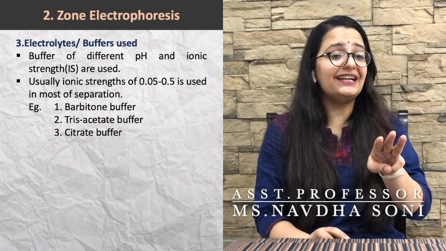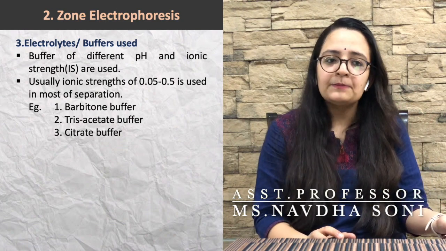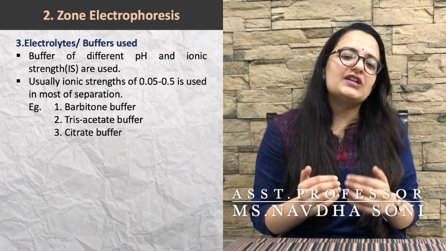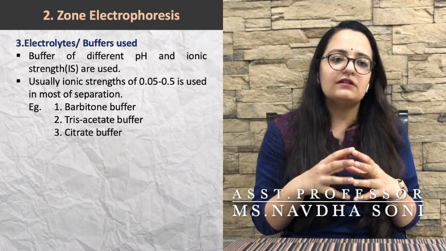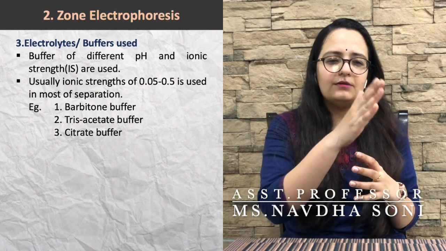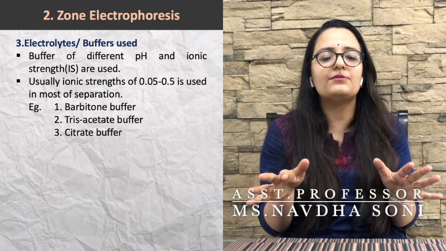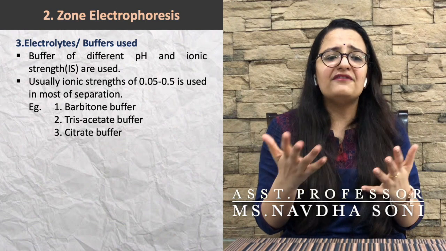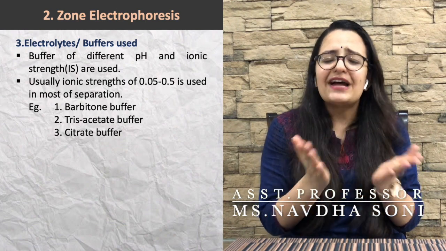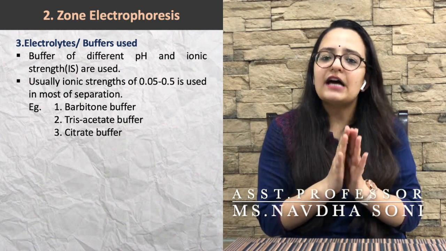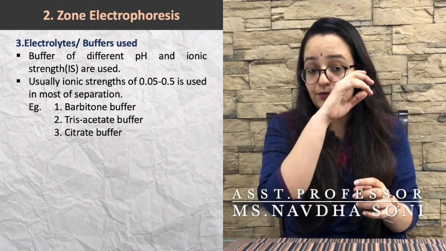The third component is the electrolyte or buffer. Buffers of different pH and different ionic strength are used. Usually an ionic strength of 0.05 to 0.5 is used in most separation processes. Some buffers like barbiturate buffers, tris buffers, and citrate buffers are used for better separation.